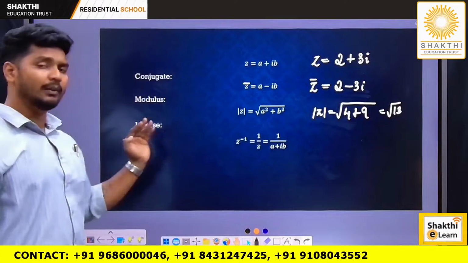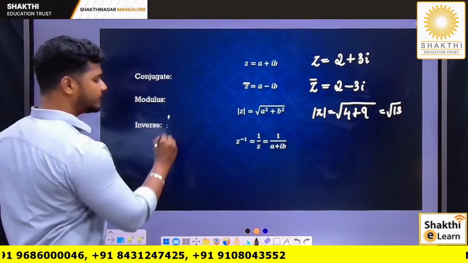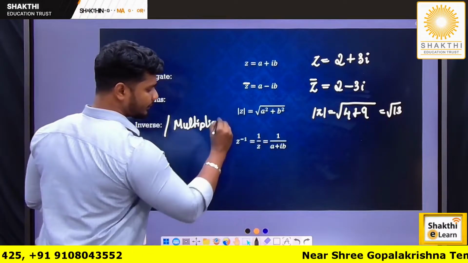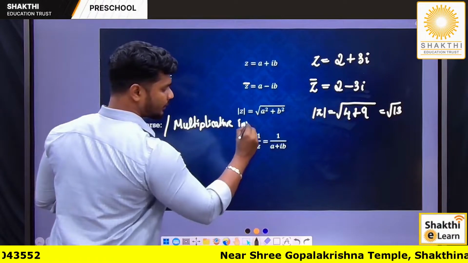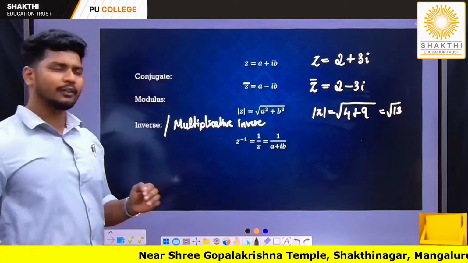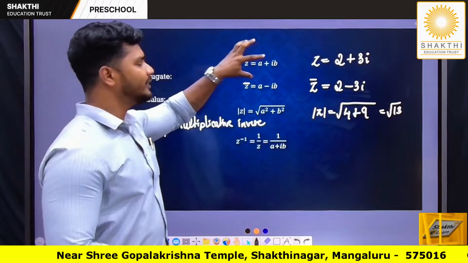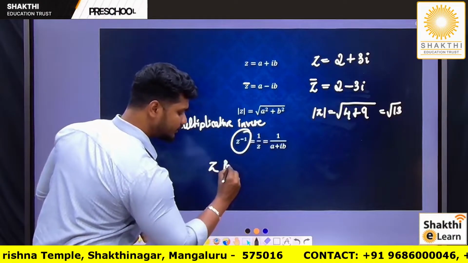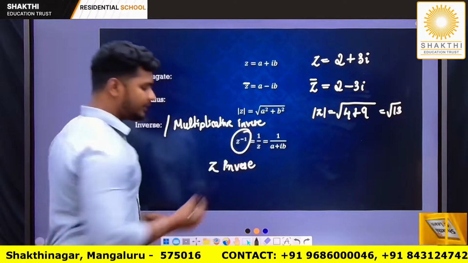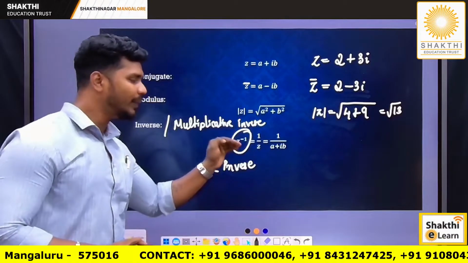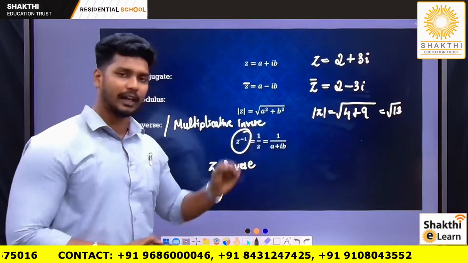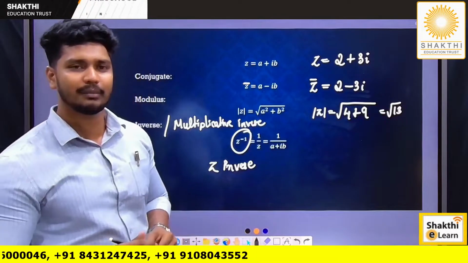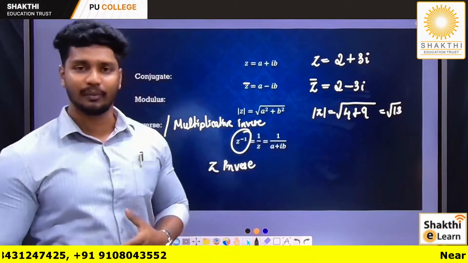Next, you are having the inverse. Inverse is also called as multiplicative inverse. Multiplicative inverse or inverse of the complex number Z is denoted as Z inverse. You are reading it as Z inverse. Z inverse is also denoted by 1 by Z, which will be equal to 1 by A plus IB. Once again, it is 1 by A plus IB. I told you we are not keeping the complex number where we don't have the A plus IB form. It is 1 by A plus IB.